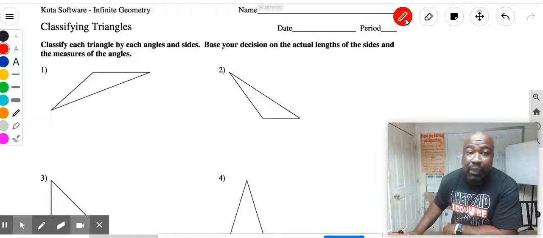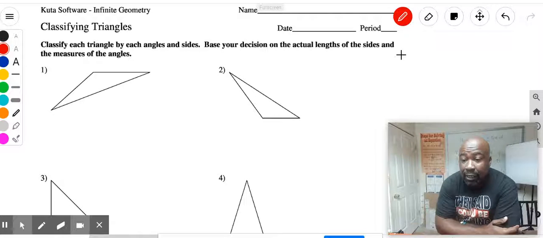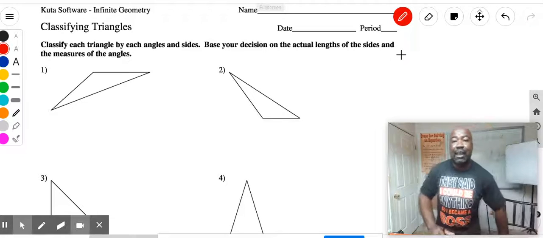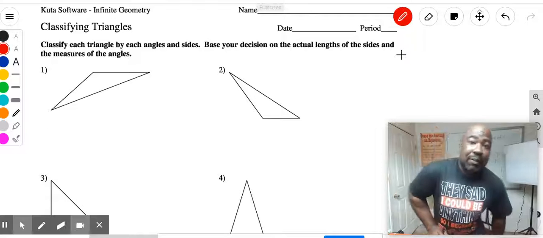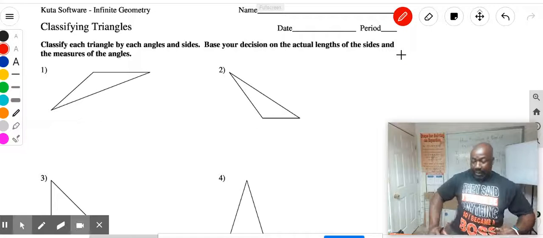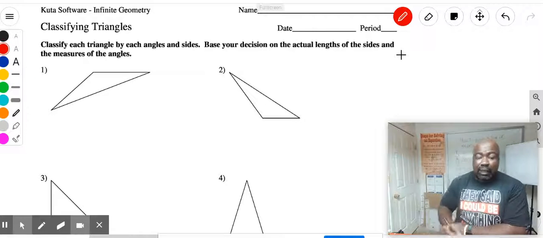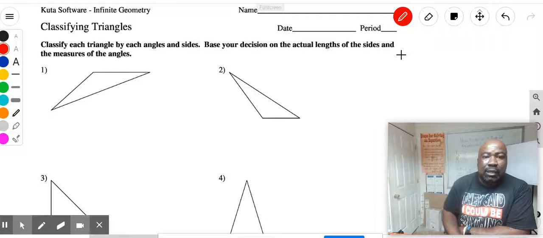Now, today we're going to work on classifying triangles. I'm going to go through a few examples and then I'm going to set you on your way. This worksheet is available. It's a free download from the CUDA website. I put the link there and let's get started. When we're classifying triangles, we have to take a look at their angles as well as their sides, and base your decision on the actual length of the sides and the measure of the angle.